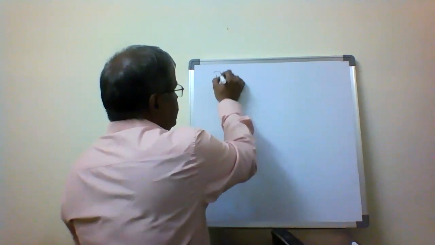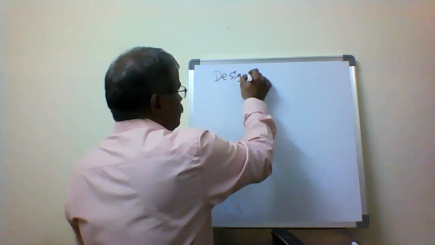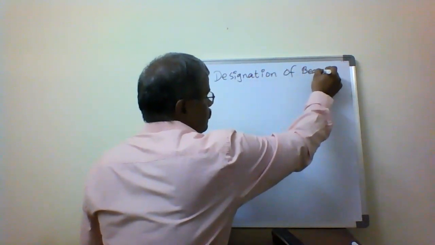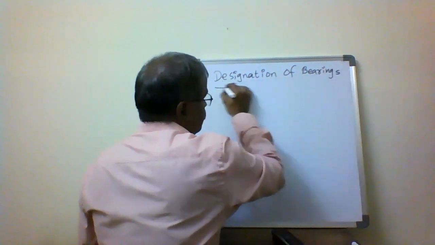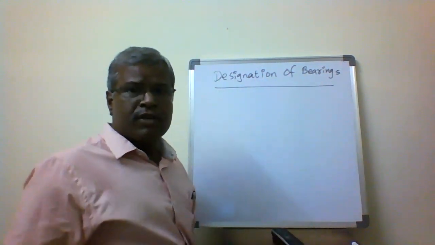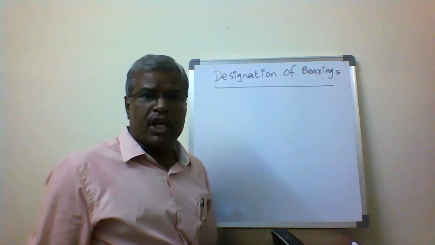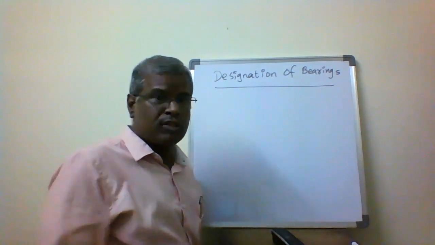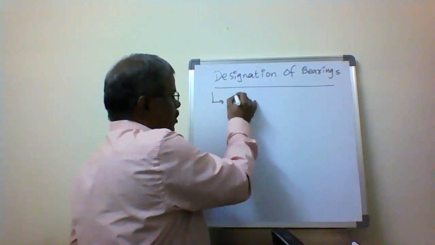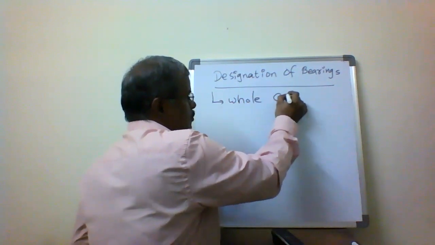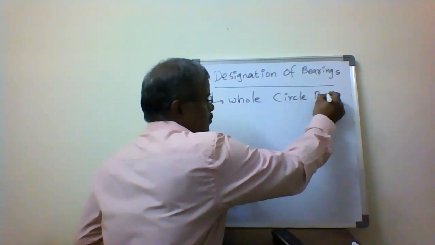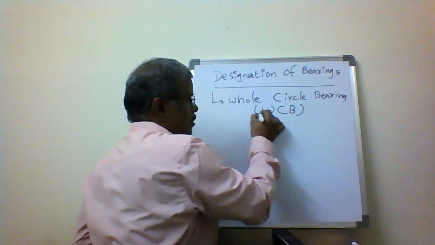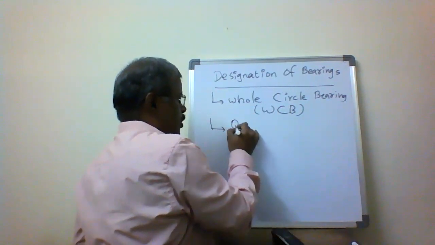Then comes the designation of the bearings. Designation of the bearings means in what way I can express the bearings. What are the different methods available? That is called the designation of the bearings. The first method is called the whole circle bearing, WCB. Then the quadrantal bearing.